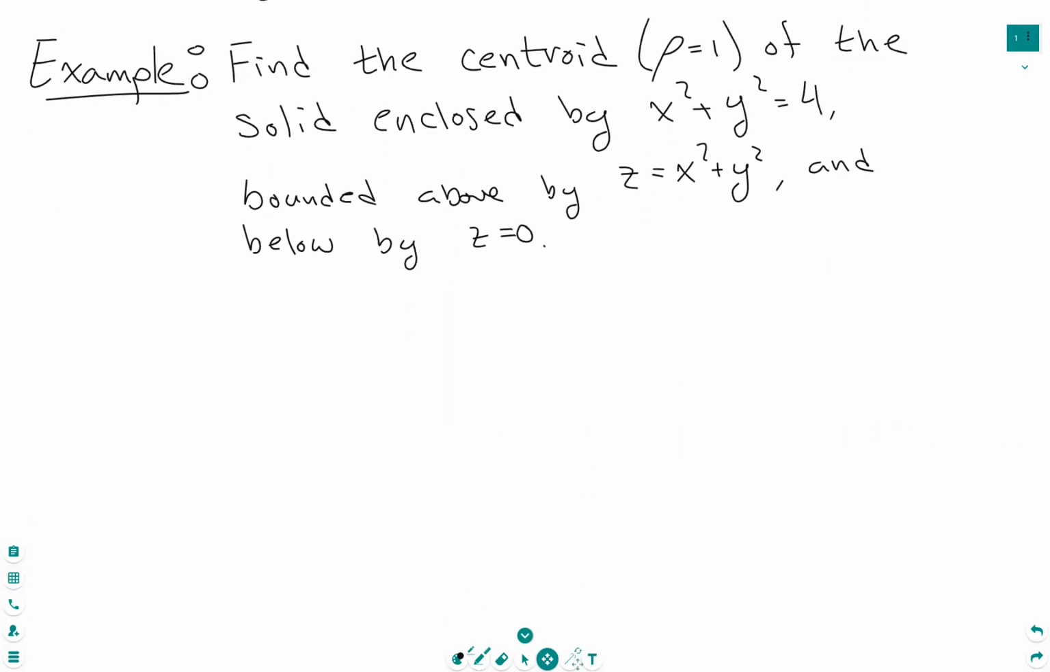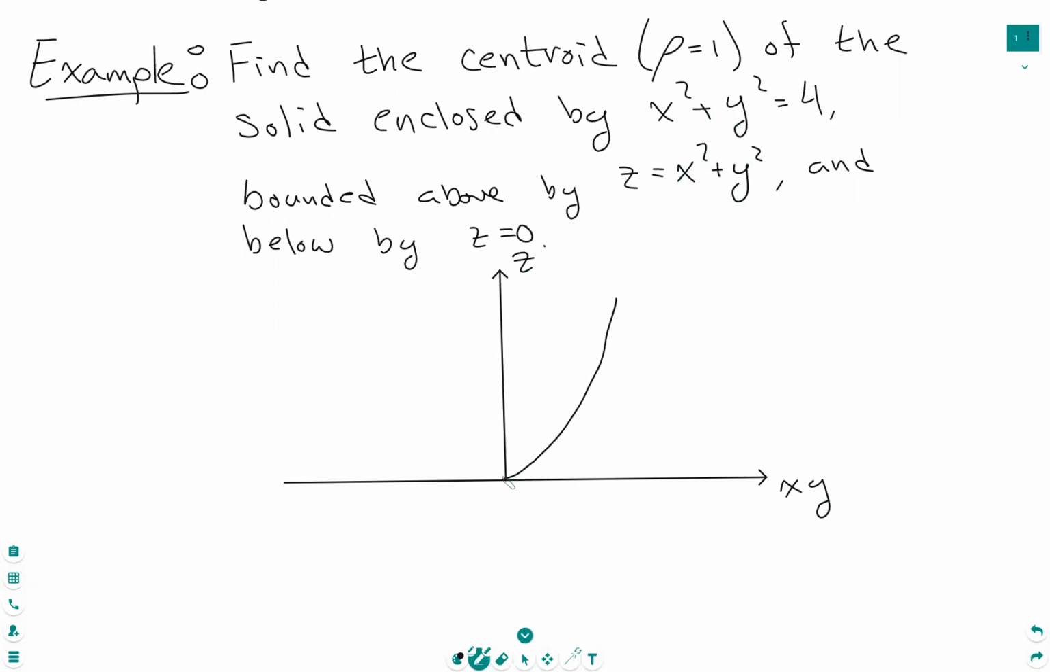So doing a sketch of this, because we're talking about cylindrical coordinates, let's do a z versus an xy plane. So in the z versus xy plane, we have this function here. It's bounded above by z is equal to r squared. So we expect to have a parabola again.